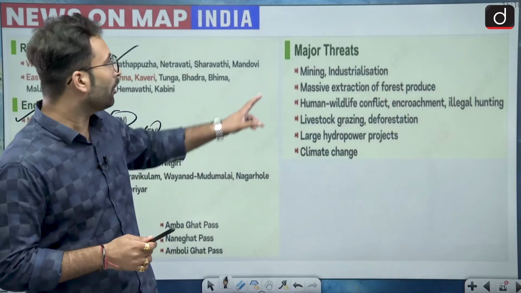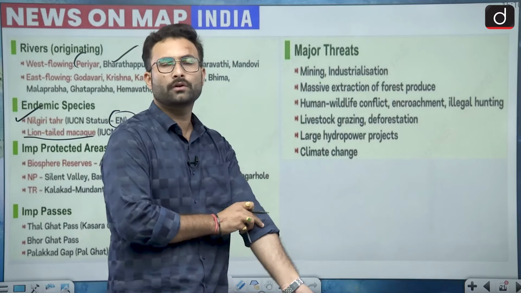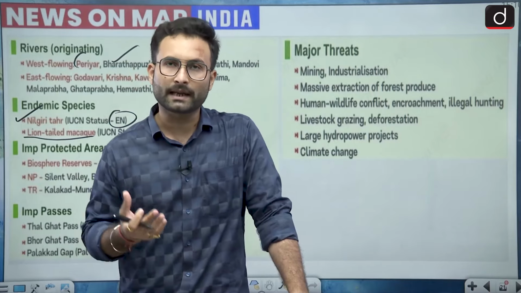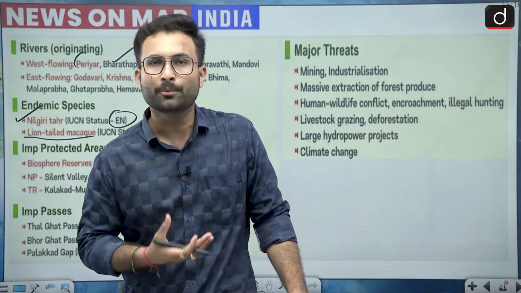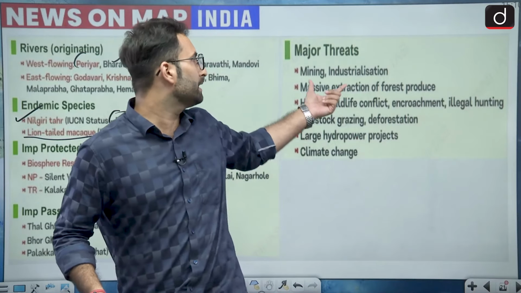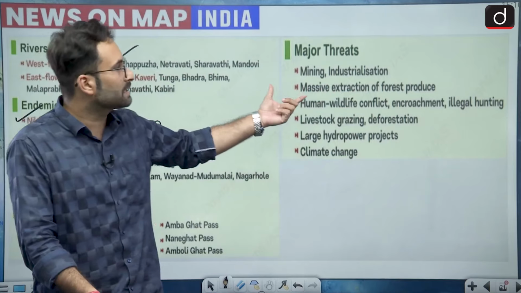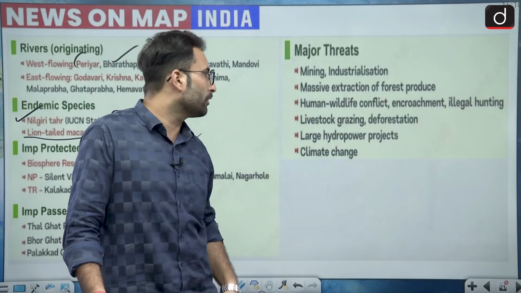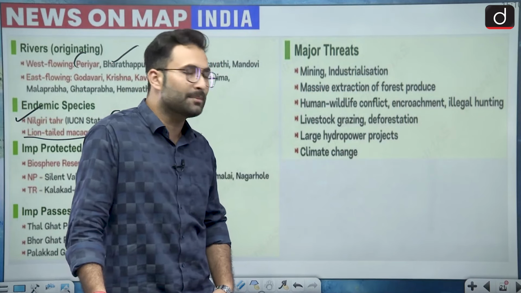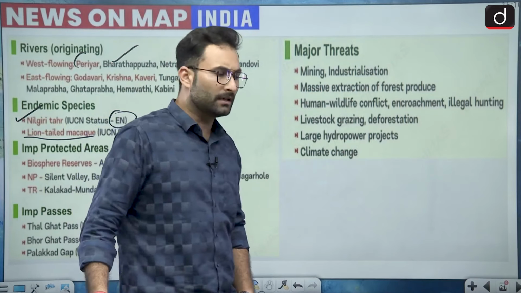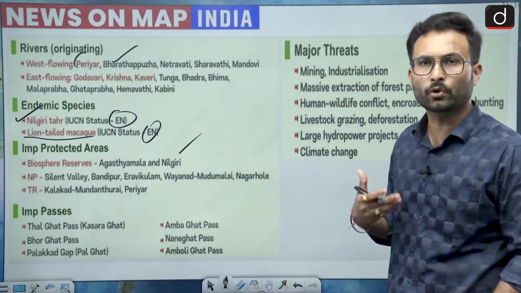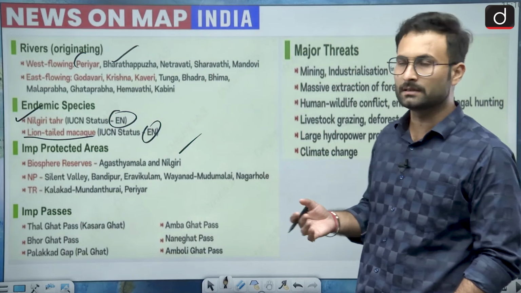Okay, now major threats. Because these are eco-sensitive zones, if there is some kind of development activity happening over there, that can pose certain threats to the environment. So a few threats are mining which is going on over there, industrialization, massive extraction of forest produce, human-wildlife conflict, livestock grazing, deforestation, large hydropower projects, climate change, etc. And because of this these are considered ecologically sensitive zones, because obviously there are various flora and fauna which are surviving in this particular region.